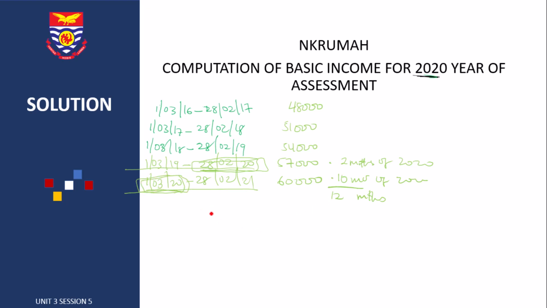Okay, so now let us look at the computation. So we're going to get 2 over 12 times 57,000 plus 10 over 12 multiplying 60,000. So for here we have 9,500 and here we have 50,000. So we're going to get a total basic salary of 59,500. I hope we're able to get this figure as well.